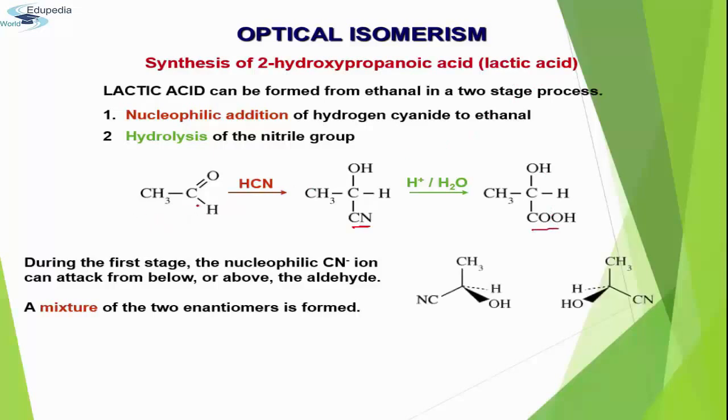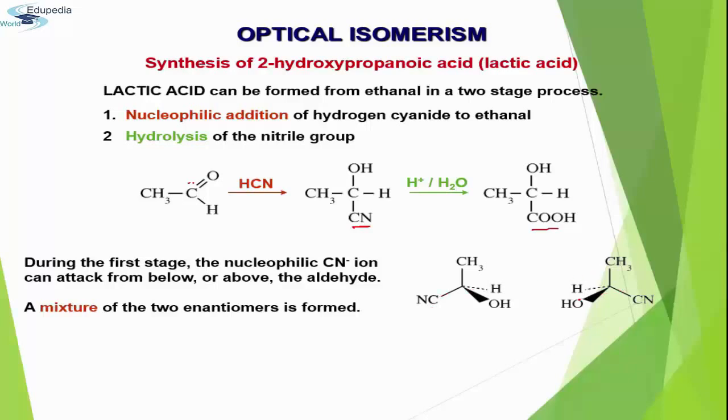In first stage the CN will attack this C double bond O. So what is the hybridization of this carbon atom? It is sp2, so it is planar structure. So this cyanide nucleophile can attack from below the plane or above the plane. Okay, so the two isomers will be generated, like it will attack from below the plane or it will attack from this side.